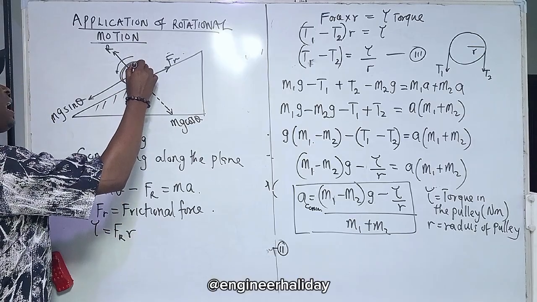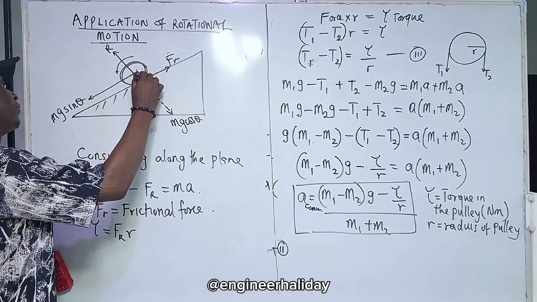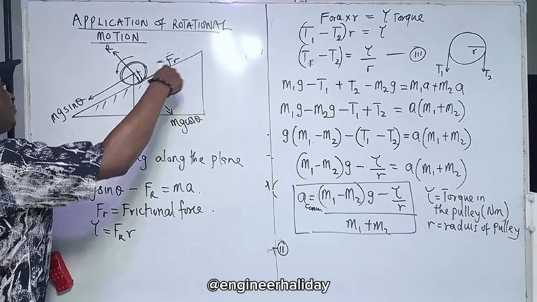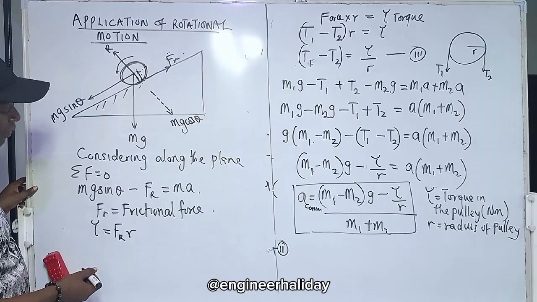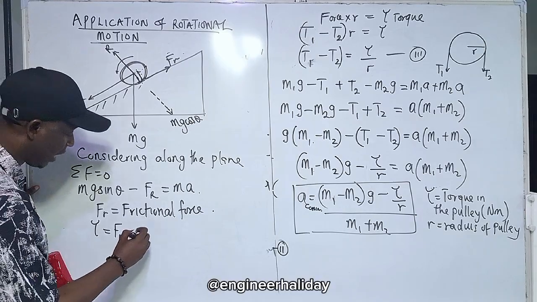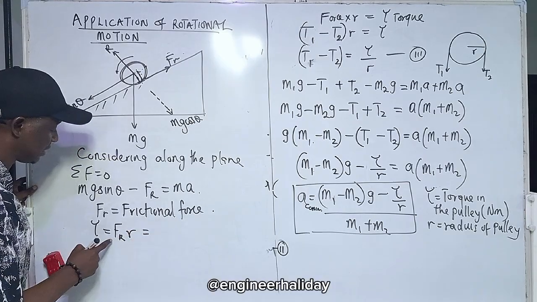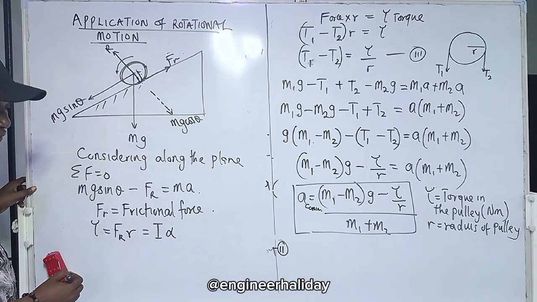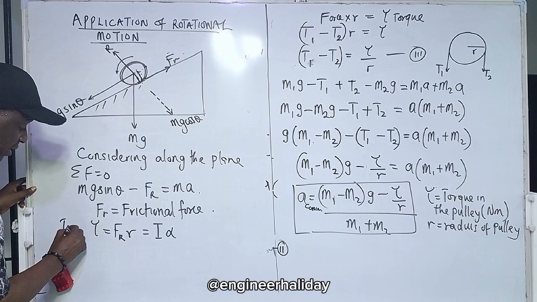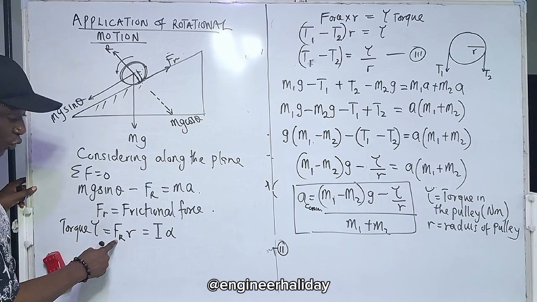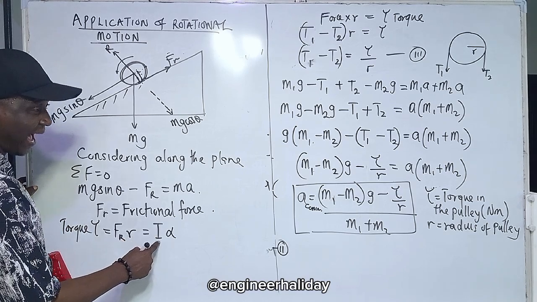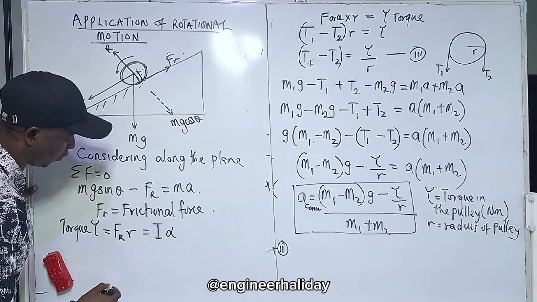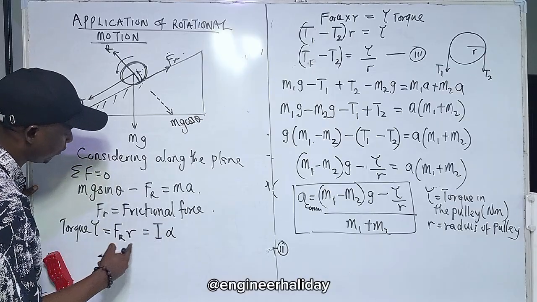So if you want to calculate the tau here, it will be the radius of the body from the center times the frictional force. So this is tau, the torque. And this torque can be written as I alpha. I told you from the beginning of this course that torque, which represents force in rotational motion, is equal to force times radius, or I alpha. So what is I?